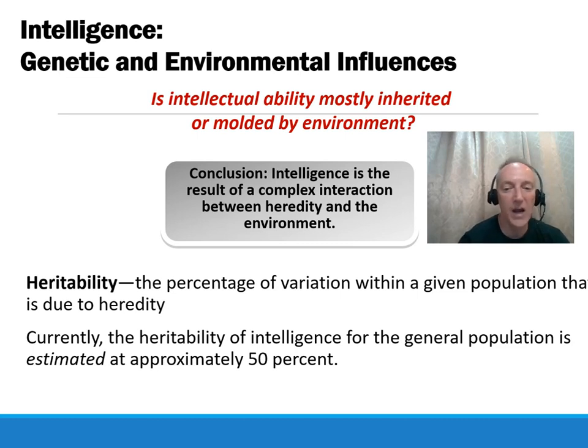So the term heritability refers not at the level of a person, but within a population, how much of something can we explain through genetics? And the heritability estimates for intelligence are about 50%.